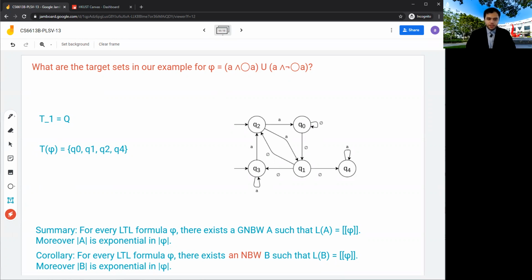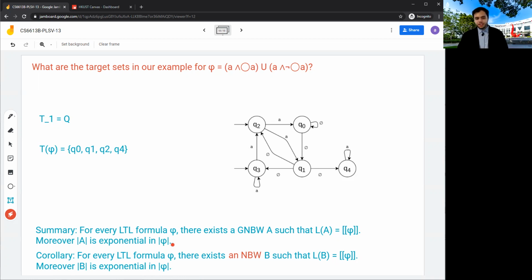Okay, so in summary, for every LTL formula phi, there is a generalized non-deterministic Büchi automaton A such that the language of A is equal to the semantics of phi. And also you can easily see that the size of A is exponential in terms of the length of the original formula. Why? Because we created exponentially many subsets of subformulas.